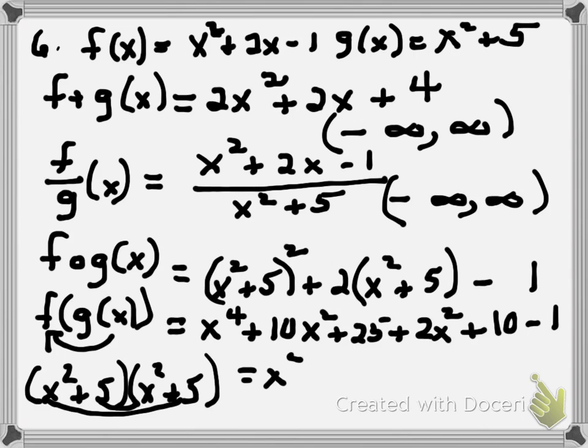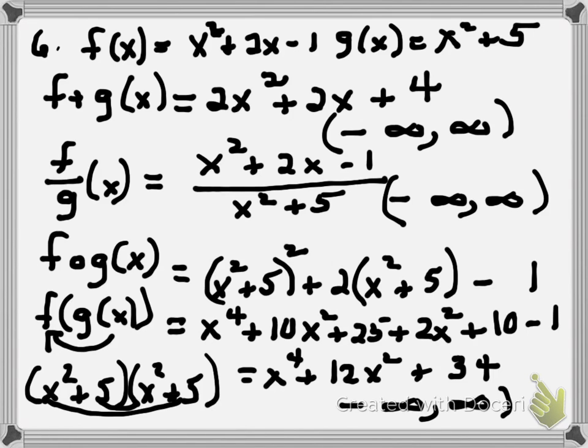Simplifying, x to the 4th. 10x squared and 2x squared is 12x squared. And 25 plus 10 is 35, minus 1 is 34. Again, there are no square roots, there is no fraction here, so our domain is from negative infinity to infinity.